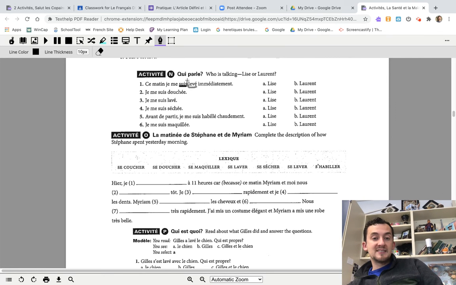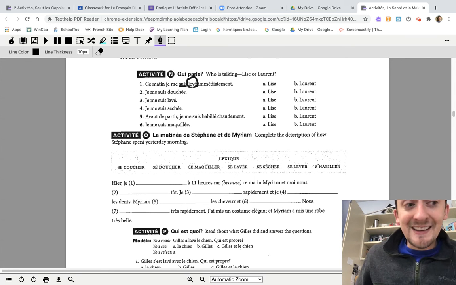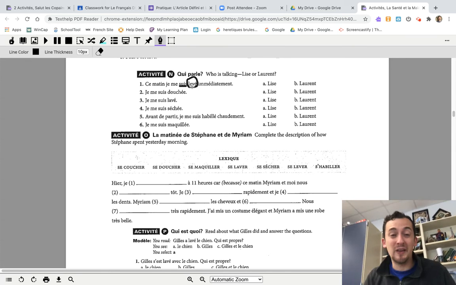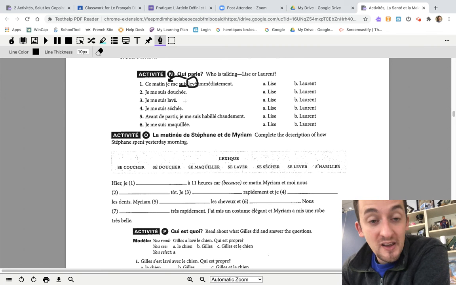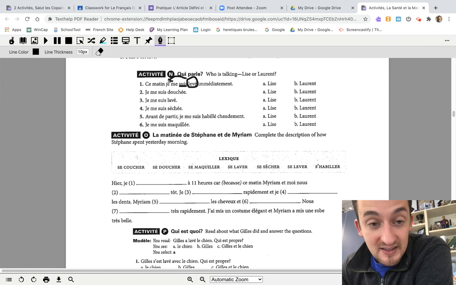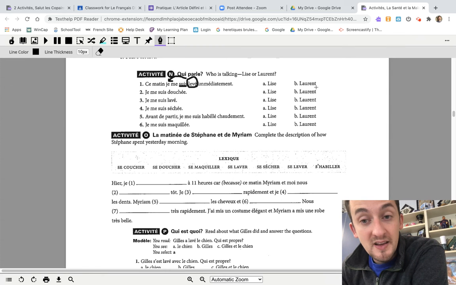So since this isn't a verb, it's a past participle, it behaves differently. It behaves sometimes like an adjective, and it's going to agree with the subject. D'accord? So it agrees back with the subject, je. So we can tell, even in a sentence with je, if it's a male or a female speaking. With je me suis levé is Laurent.